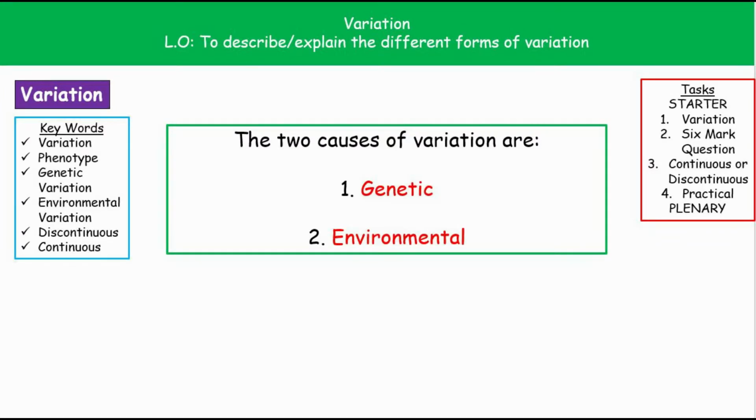What we should have written down is we can either have variation caused by genetic factors, or your genes, or environmental factors. So those are the two we must know. If you didn't get them, obviously make sure you've got them written in your book now. So what we're going to do is look at each of those causes of variation, the genetic and the environmental in turn, to see what we mean by that and also what characteristics are actually caused by those two types.